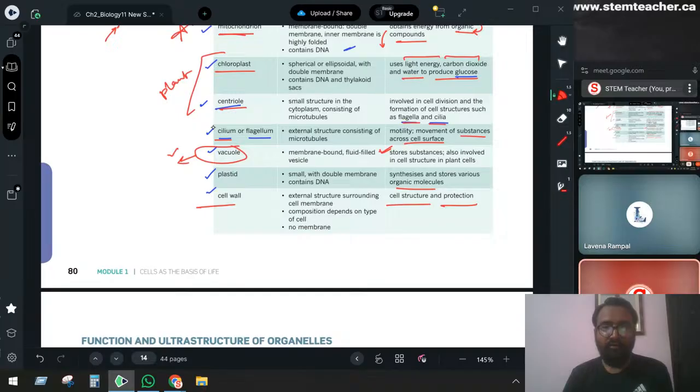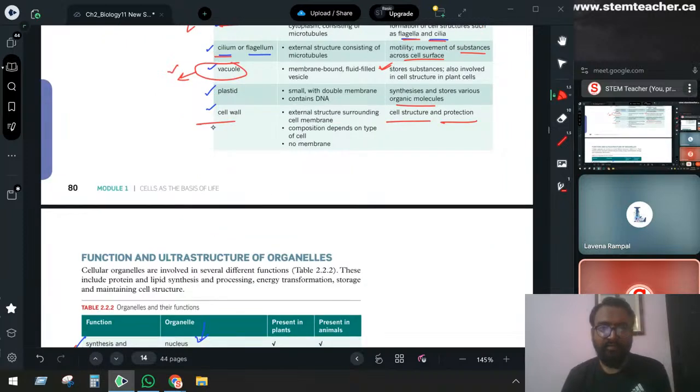Okay, and the cell wall, it's for protection. It is a protection purpose. With the cell wall, nothing from outside can come inside, and it is surrounded by the cell membrane and everything. The cell wall is crucial.